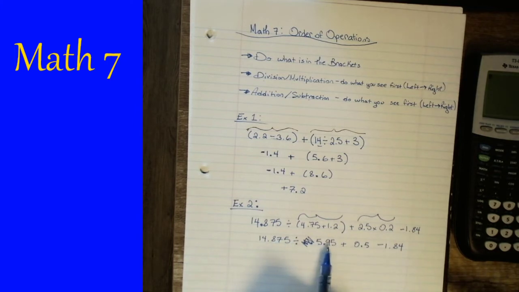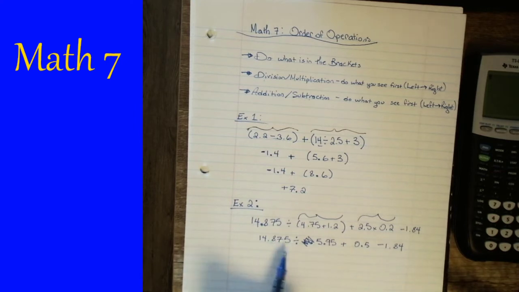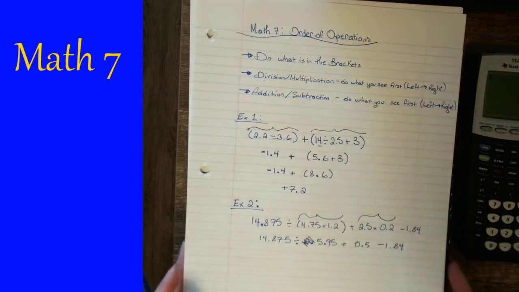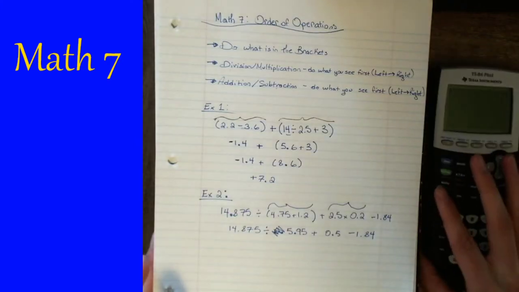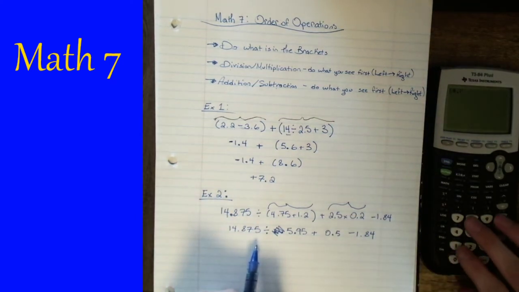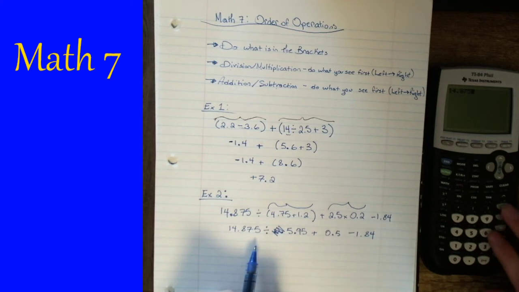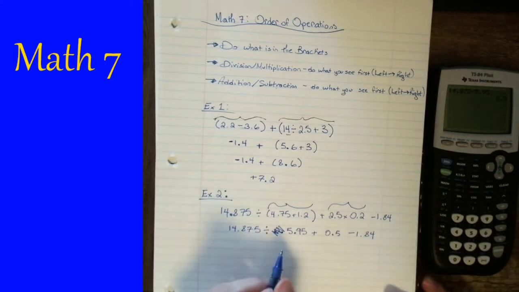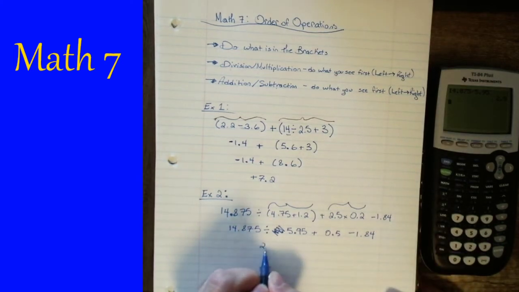This particular expression here, that's why calculators exist. I don't want to do that. I don't think anybody wants to do that. It can be done, but we have a tool to make that so much easier on us. So 14.875 divided by 5.95. We get 2.5.